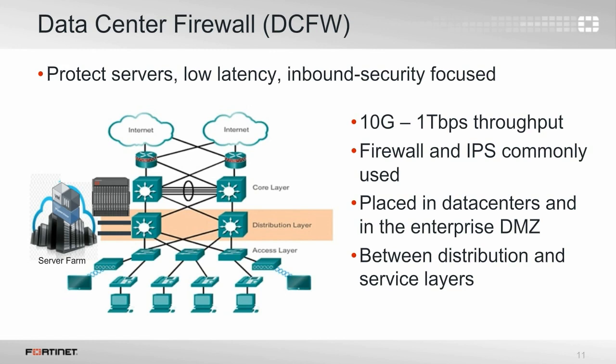Data center firewalls, DCFWs, protect corporate services. They focus on inspecting incoming traffic and are usually installed between the distribution layer and the service layer. IPS inspection is one of the primary tasks these FortiGates must execute.